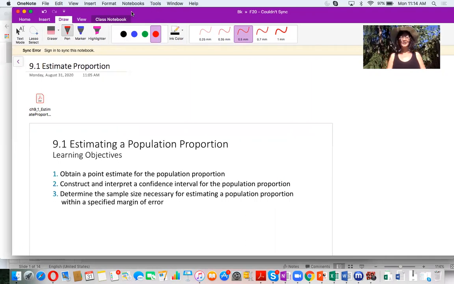At the end of this lecture, you will be able to obtain a point estimate for a population proportion, construct and interpret a confidence interval for the population proportion, and determine the sample size necessary for estimating a population proportion within a specified margin of error.